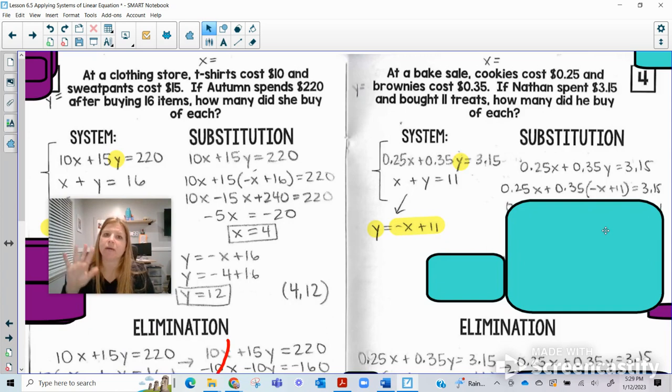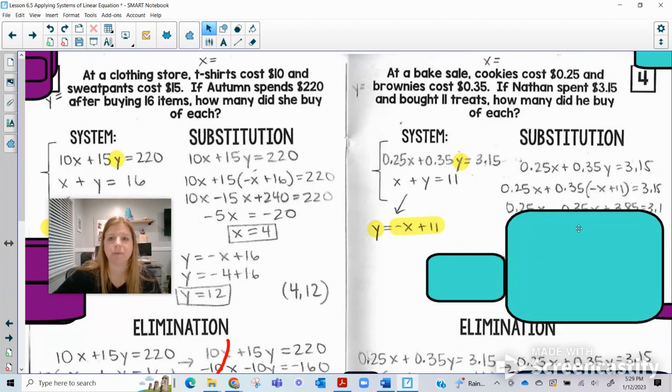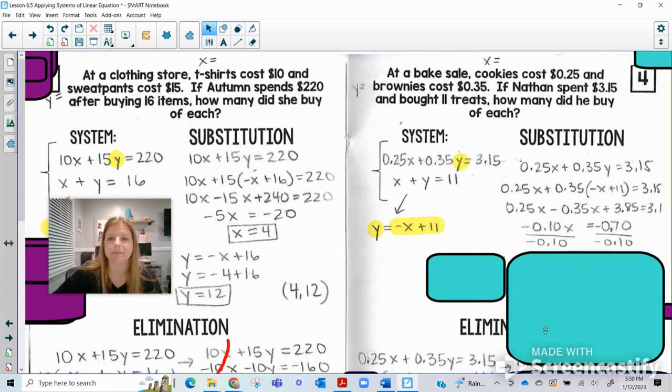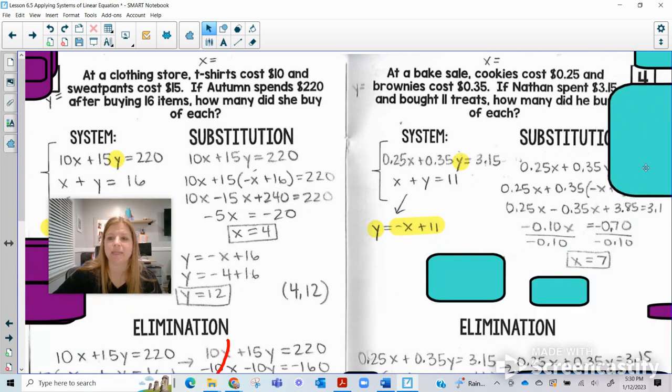Again, I would pause right now to solve this and then press play to see if you get the same answer as me for x. Otherwise, after distributing the 0.35, combining like terms here, 0.25x minus 0.35x is negative 0.10x. If I was to subtract $3.85 from both sides, I would end up with a negative 70 cents over here. Divide both sides by that negative 0.10, and I end up getting x equals 7.